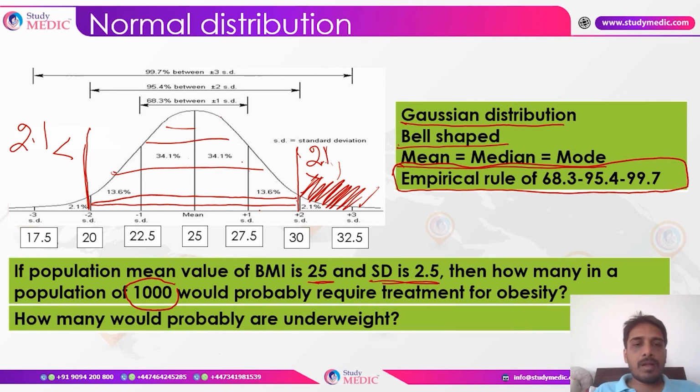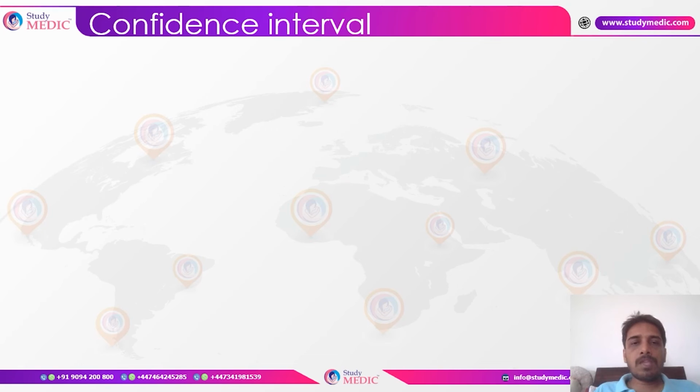Similarly, how many are underweight? How to find out how many are underweight? How to find out how many are between 20 to 27 or 30? Also, sometimes they may ask, if a BMI is given, or if cholesterol levels and mean cholesterol levels are given, how many would like to have a treatment?